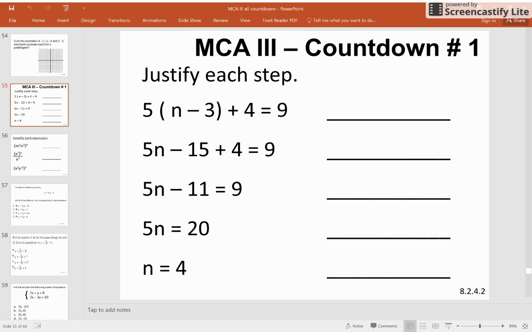The next one, we went from -11 to 20. So what we did there is we added 11 to both sides, and that is the addition property of equality. And then finally, we got rid of the 5 by dividing by 5. The reason we can do that is the division property of equality.